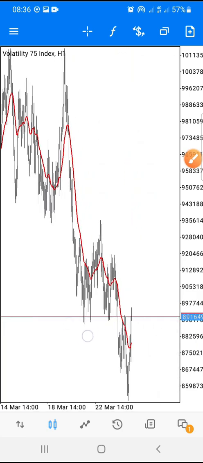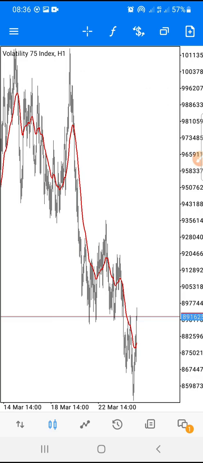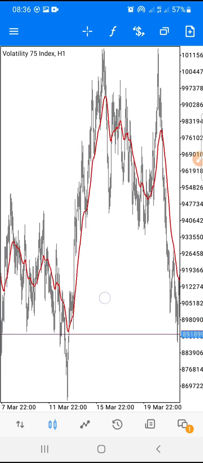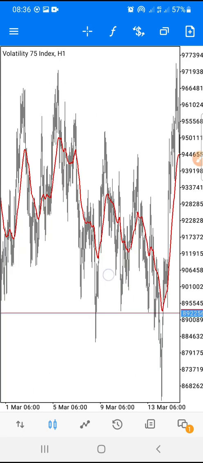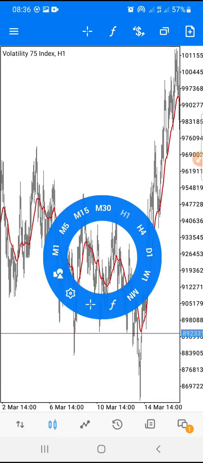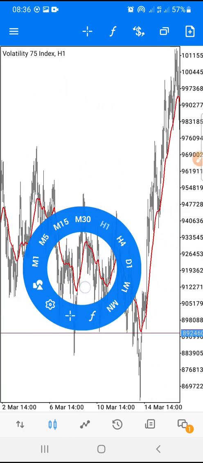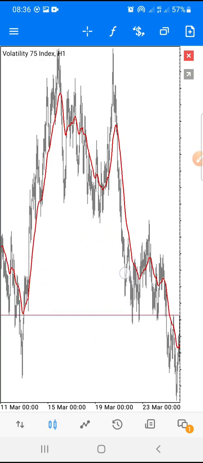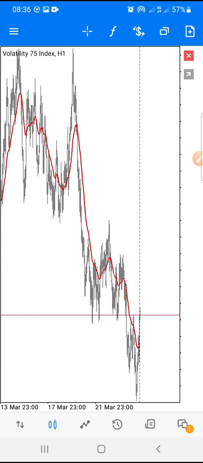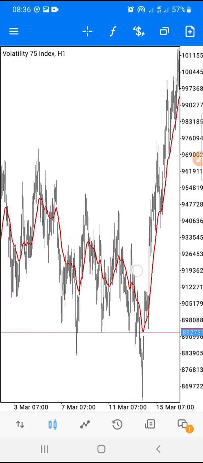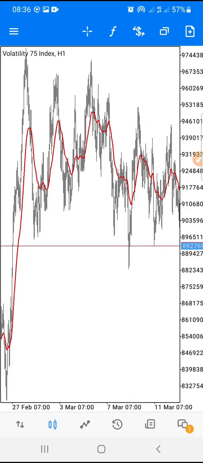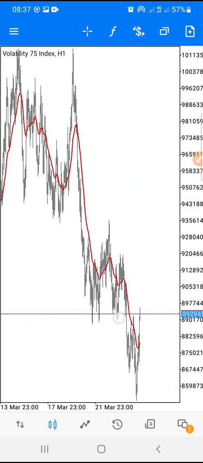So we have that, and here is what we call consolidation or fluctuation. As you can see here, we have a fluctuation, so it's not clear that it's an uptrend. We see fluctuation or consolidation when we are not sure whether this is an uptrend or a downtrend. An uptrend must be straightforward.